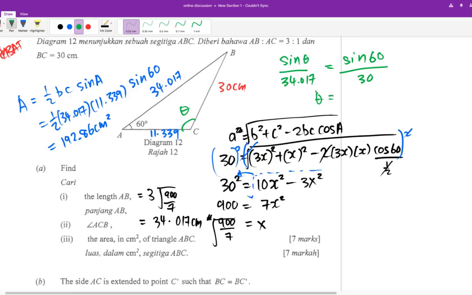I just move my 34.017 to the other side. It becomes multiplied, and then I move my sine to the other side. So sine 60 over 30. Make sure your calculator is in degrees, because this is degrees. Then we multiply by 34.017. You will get 0.982. And then I will move my sine to the other side. I shift sine my answer. I will actually get 79.11 degrees. Alright, this is for part A2.